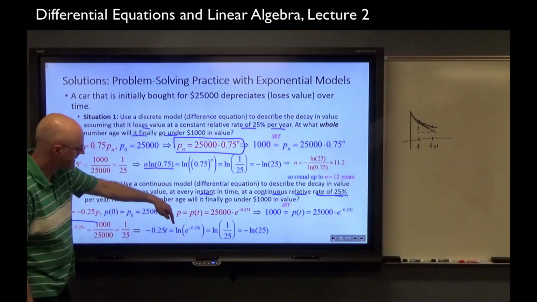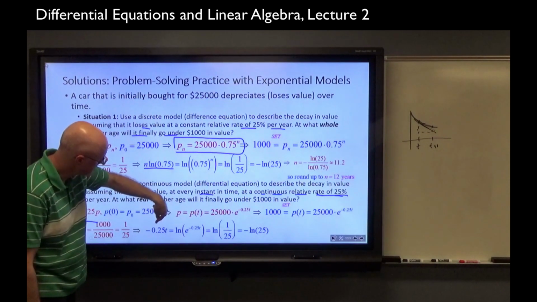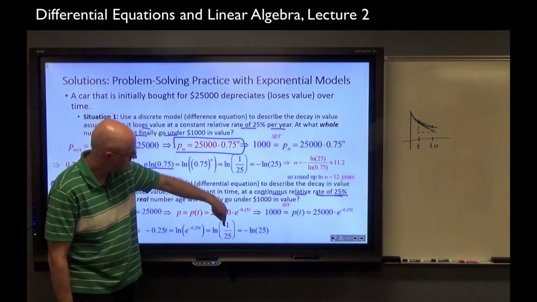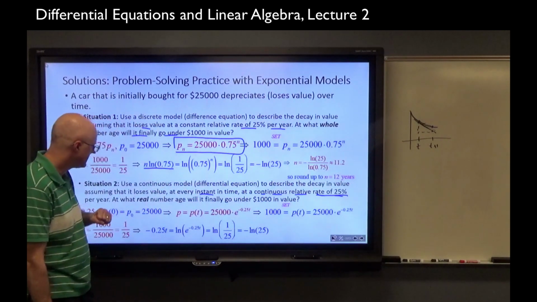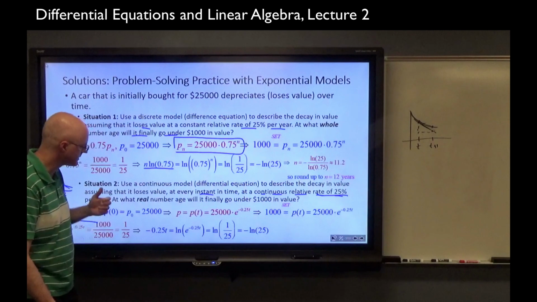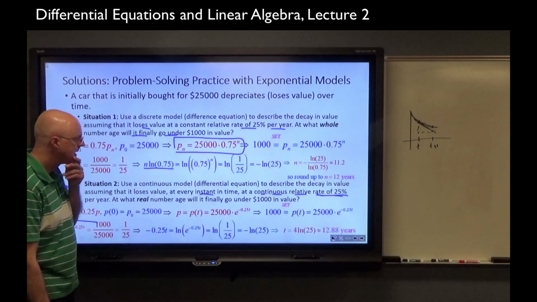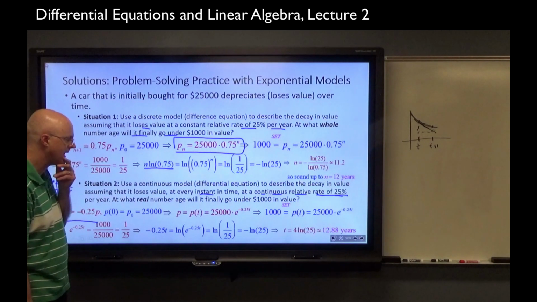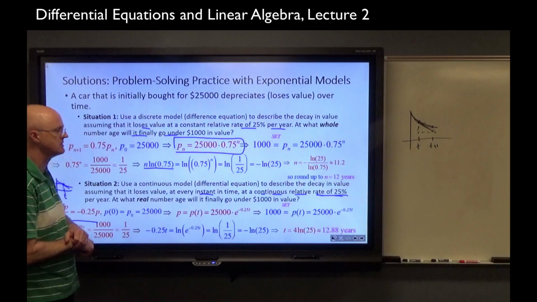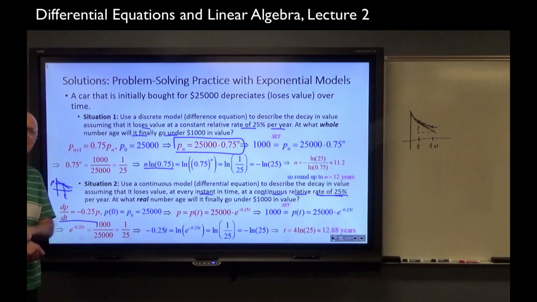And of course, ln and e cancel to give you just negative 0.25 t there. Once again, natural log of 1 over 25 is negative natural log of 25. Divide both sides by negative 0.25. In other words, multiply both sides by negative 4. And t is 4 natural log of 25, which is about 12.88 years. Okay?